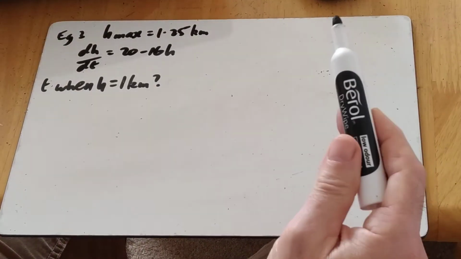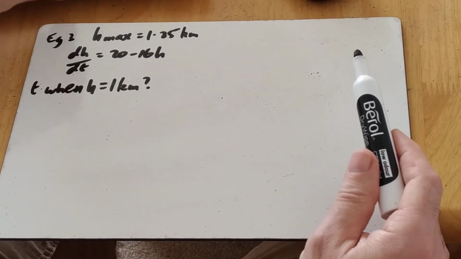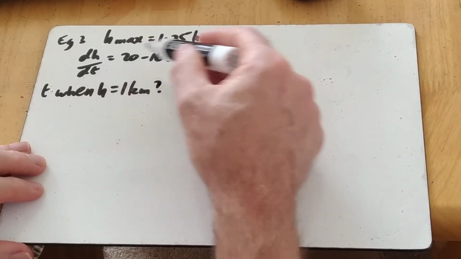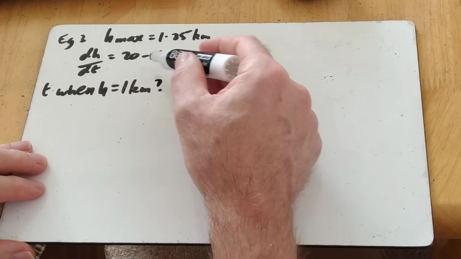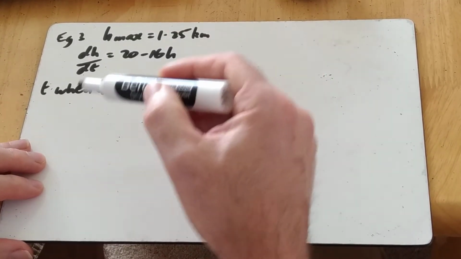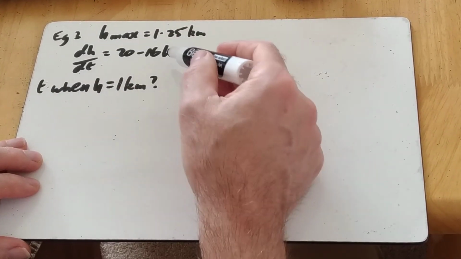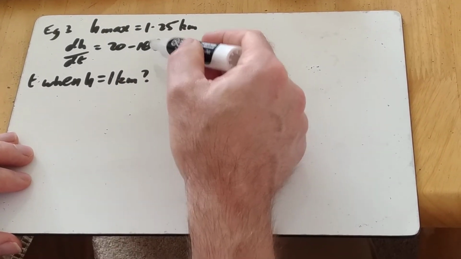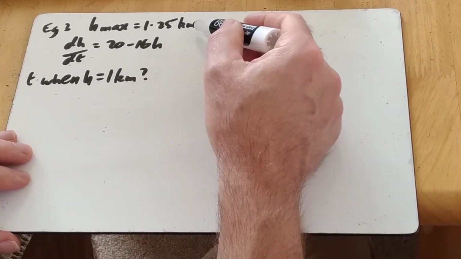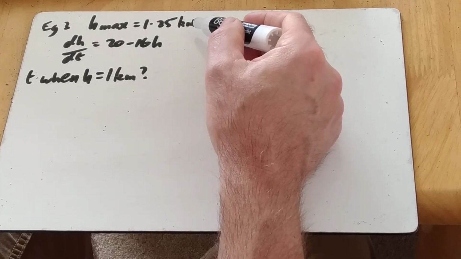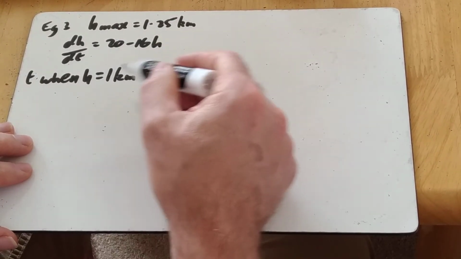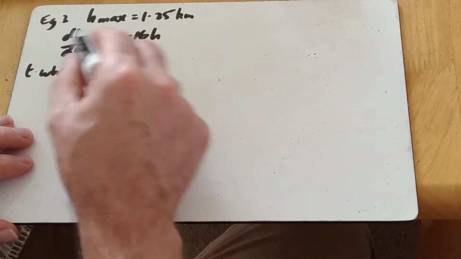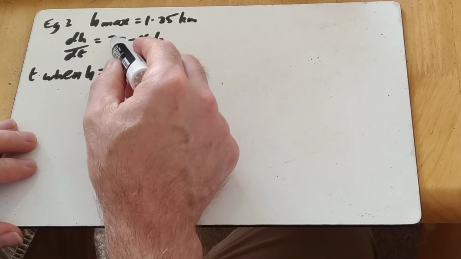Third example is set in context. We're given a hot air balloon and its motion, and its rate of increase of height goes down. So it starts off quickly, it's still going upwards, but at a slower and slower rate. So dh by dt equals 20 minus 16h. Maximum height is 1.25 kilometres, and we're asked to find the time it takes to get up from the ground to 1 kilometre.